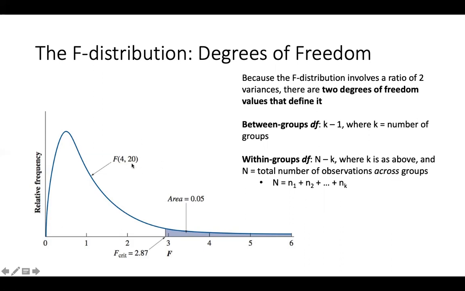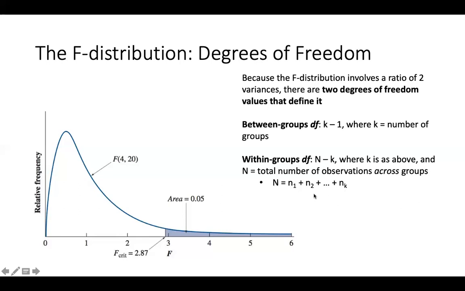And these come directly from our design. So the first number, the smaller of the two, is a function of the number of groups we have. And the second number is a function of the number of observations we have and the number of groups we have. So big N is going to be the total number of observations across groups. So little n represents how many people are in each group. Add them together, you get total.